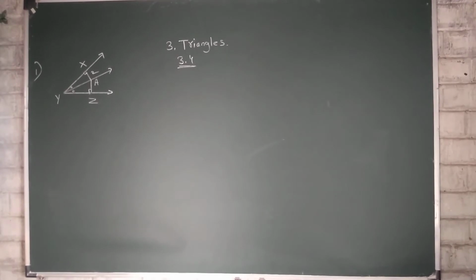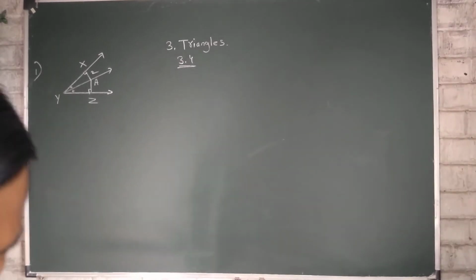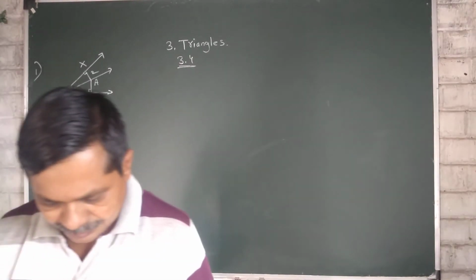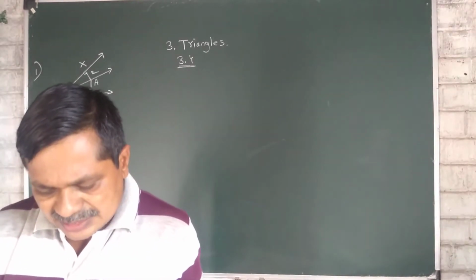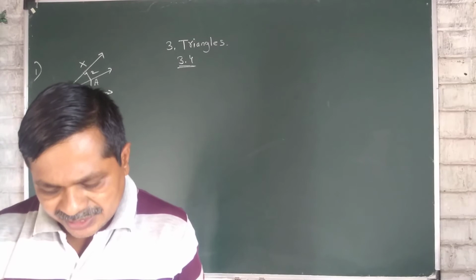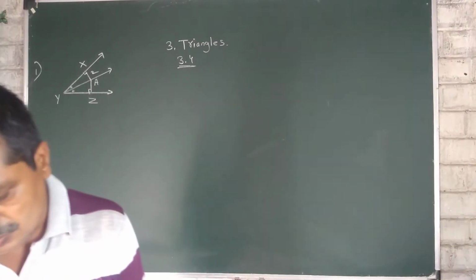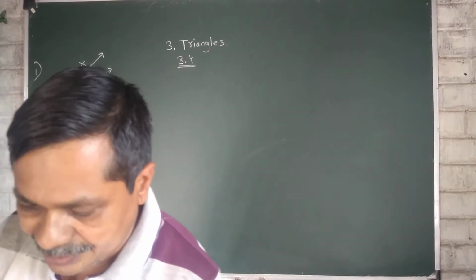Math 2, Standard 9, third topic, triangle, in which today we will see practice set 3.4. First example: point A is on the bisector of angle XYZ, AX is 2 cm. What we have to find out is AZ.